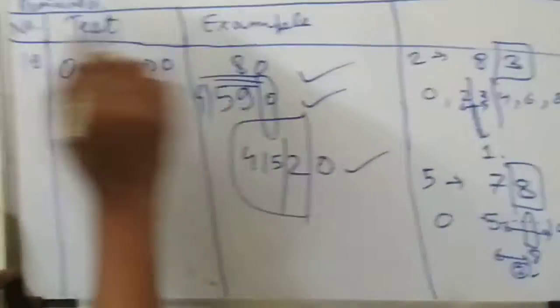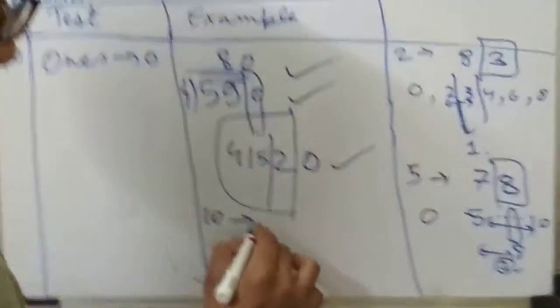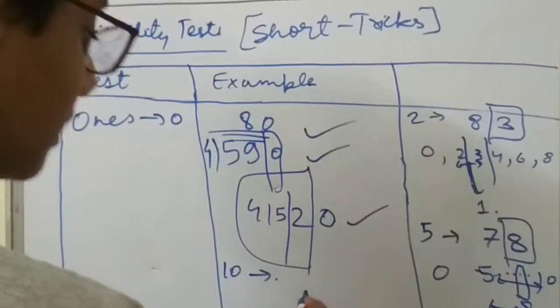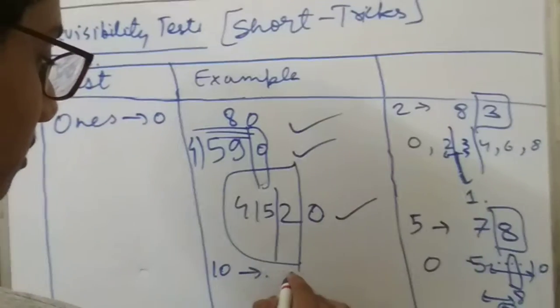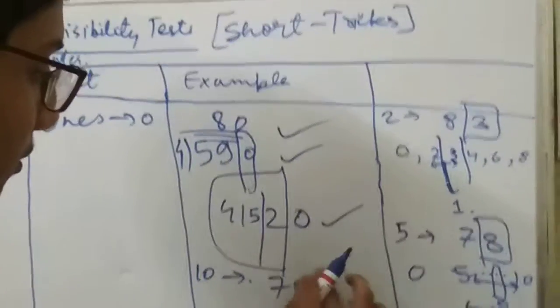Now you can do it here for 10 also. Okay, 10 also. Now for 10, if I take 753.